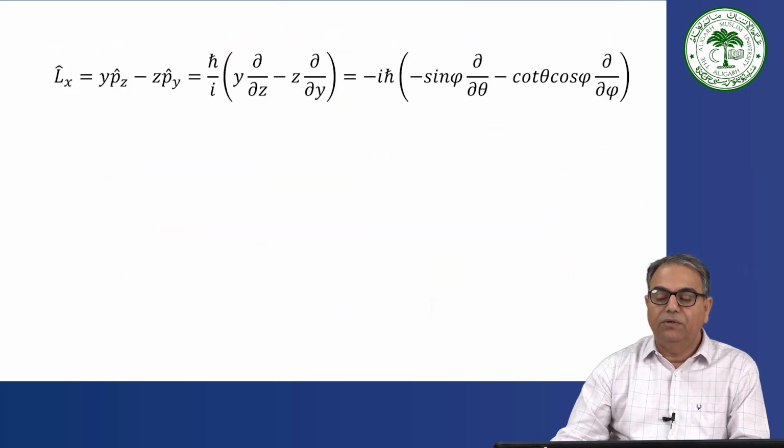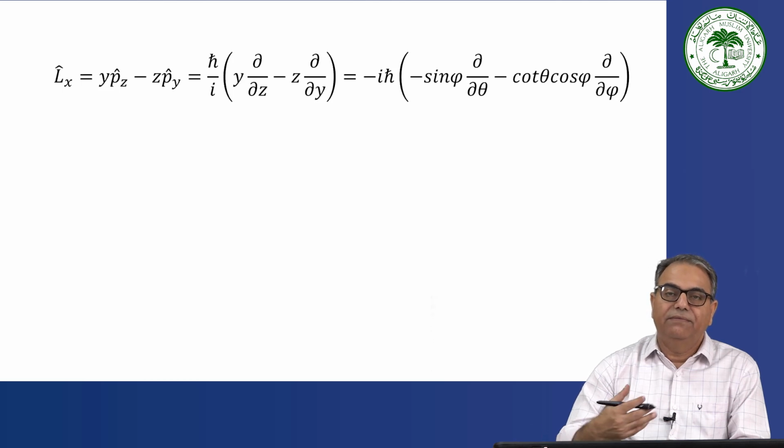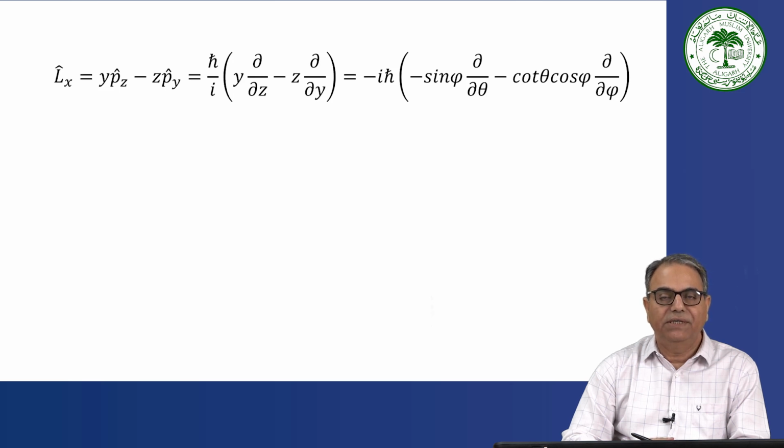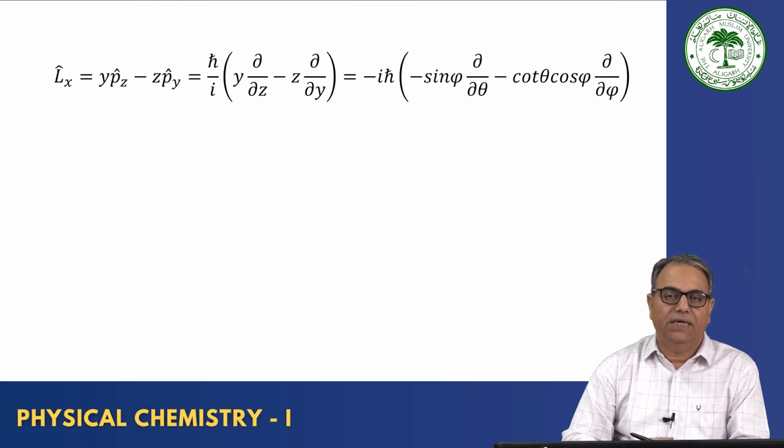So now, when we talk about the circular motion, I started talking about the rigid rotor, and in the rigid rotor, the first thing which we did is we converted the Schrodinger wave equation to spherical polar coordinates. Okay, and the same equation in spherical polar coordinates we used in the hydrogen atom also.